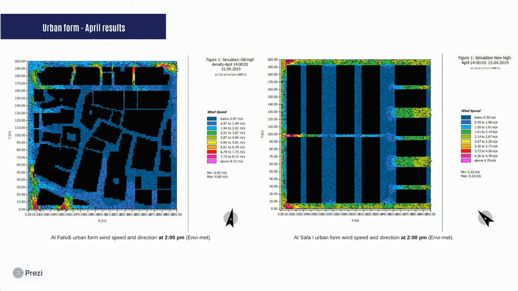The results revealed as well that the highest wind speed was found in Al Fahidi and Al Safa 1 areas, which are high density areas, near the mid-rise blocks and on the periphery urban blocks of the site, as shown in the figures.